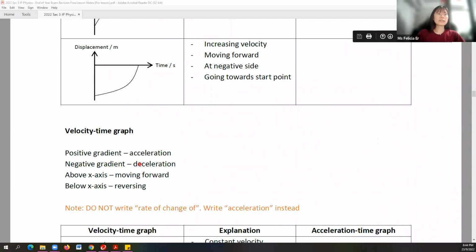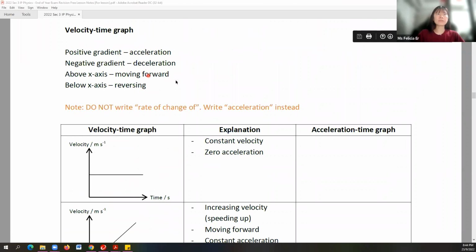Okay, so the next part over here is the velocity-time graph. As mentioned, similar to the previous section, always refer to the legend, because the legend will tell you how to interpret it. For the velocity-time graph, it's different already. Just now, positive and negative referred to a different thing.